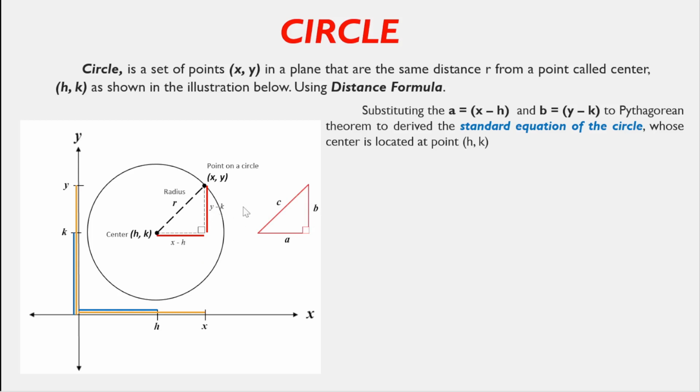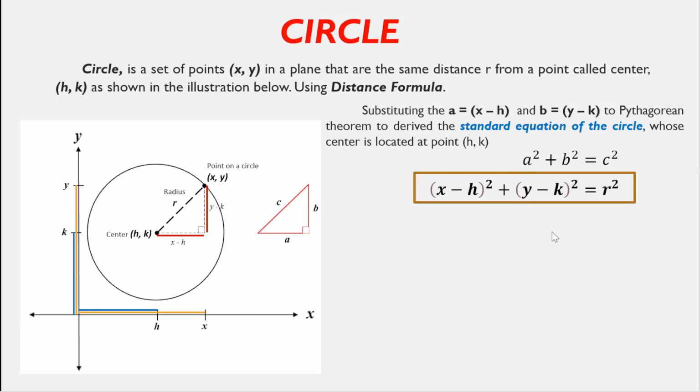We are going to use the Pythagorean theorem. So we have a squared plus b squared is equal to c squared. As we substitute the value for a, which is x minus h, and the value for b, which is y minus k. And also, instead of writing c squared, we replace it by r squared. So this is now our equation of the circle in standard form when the center is located at the point h, k.